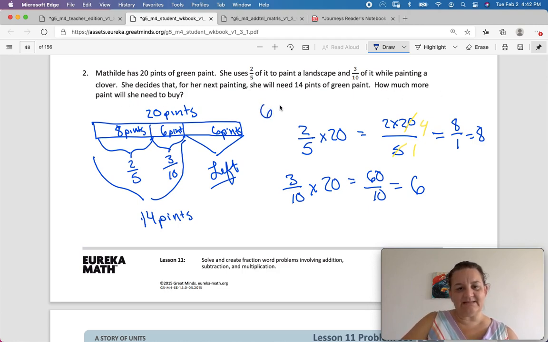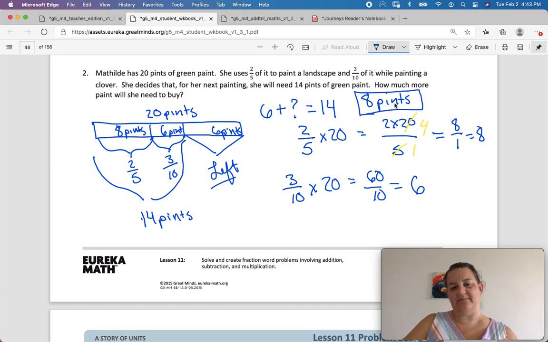Well, 6 plus what equals 14. That's what she's decided she needs. She has 6, so she's going to have to buy 8, right? 6 plus 8 equals 14. There's our answer. How much more paint will she need to buy? 8 pints.